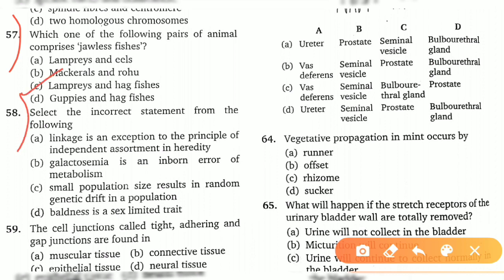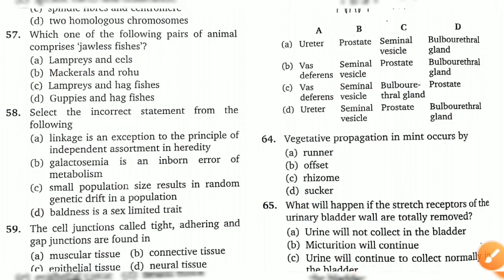58th question. Select the incorrect statement from the following options. Linkage is an exception to the principle of independent assortment in the hierarchy. Galactosemia is an inborn error of metabolism. Small population size results in random genetic drift in a population. Baldness is a sex-limited trait. So the answer is baldness is a sex-limited trait.